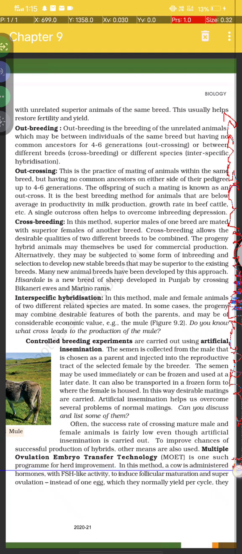In this, the cow is administered hormones with FSH-like activity to induce follicular maturation and superovulation, instead of the one egg which they normally yield per cycle.